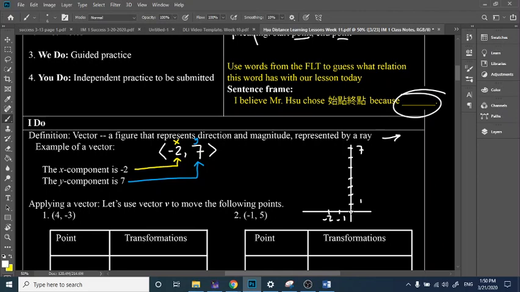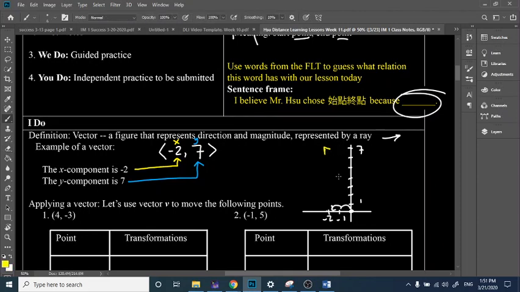So let's start over here at 0, 0. If we go -2, that means we go 2 to the left. And if we go 7, that means we go 1, 2, 3, 4, 5, 6, 7 up. So that's a bit more difficult to see. So we end there. So I'm gonna create an arrow there.